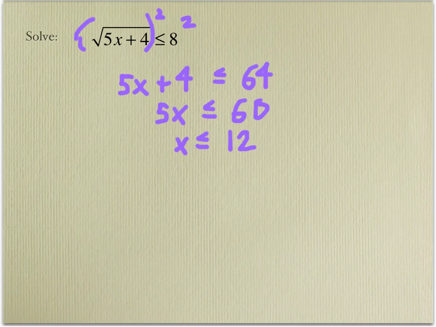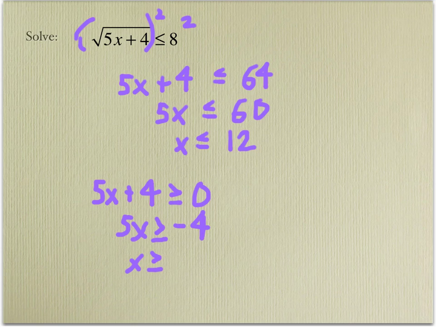However, there's one more tricky part here. What do I know about this 5x plus 4? Well, as we said before, we want to make sure that 5x plus 4, that's the part inside the square root, is greater than or equal to 0. On these kind of problems, we don't want negative square roots. So then if I solve this, I get 5x is greater than or equal to negative 4, and x has to be greater than or equal to negative 4/5.